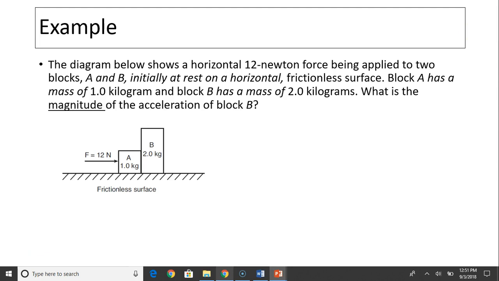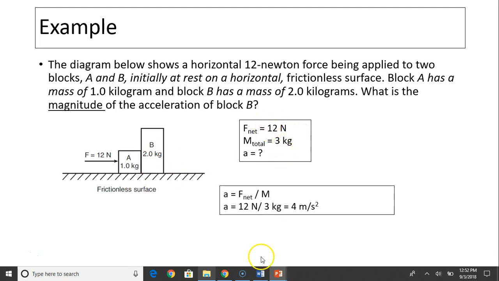shows a horizontal 12 Newton force being applied to two blocks, A and B, initially at rest on a horizontal frictionless surface. Block A has a mass of 1 kilogram and block B has a mass of 2 kilograms. What is the magnitude of the acceleration of block B? So the acceleration of block B is the same as block A, the same as the whole system, A and B. So again, to find acceleration, we combine the two together. Combine two, total mass is 3. Here is the net force acting on both blocks. Acceleration is 4 meters per second squared. As you can see, this answer does not have direction because they didn't ask for direction. They only asked for the magnitude.